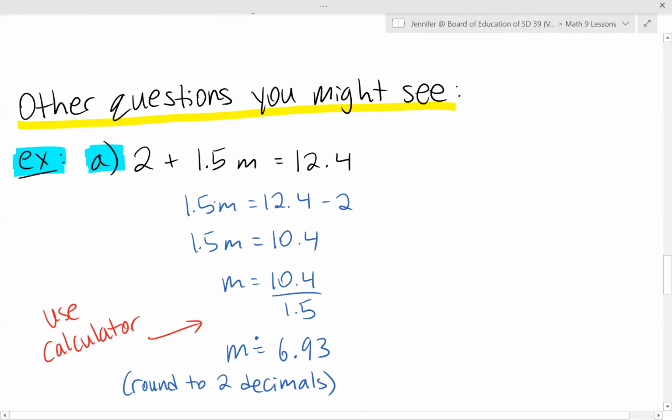So in this case, we will have to get the m on its own. So we're going to subtract both sides by 2. It gives us 10.4. And then we would divide both sides by 1.5 to get m on its own. And that's when we use our calculator.